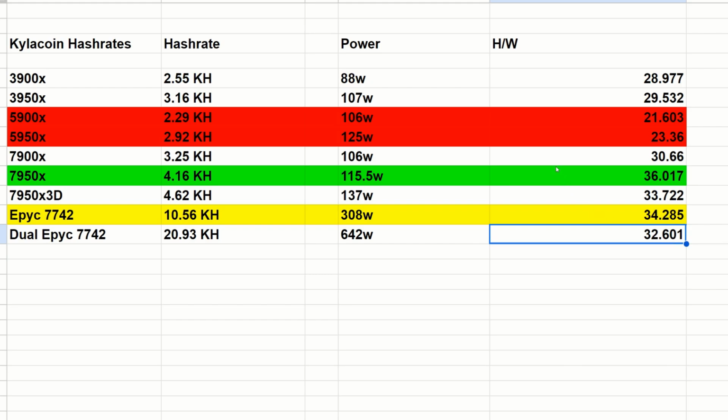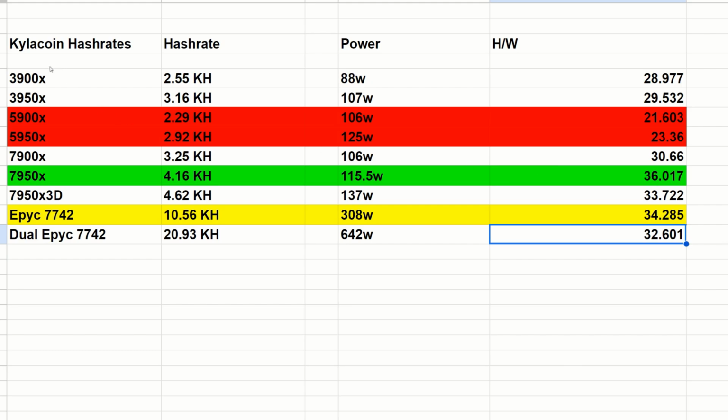We can slowly see the demise of the 3 and 5,000 series. They are starting to drop off, this 7,000 series, as well as those EPYCs, obviously. But the 7,000 series is a nice boost in efficiencies and hash rates over the 3 and 5,000 series, and I definitely cannot wait to try out the latest 9950X.